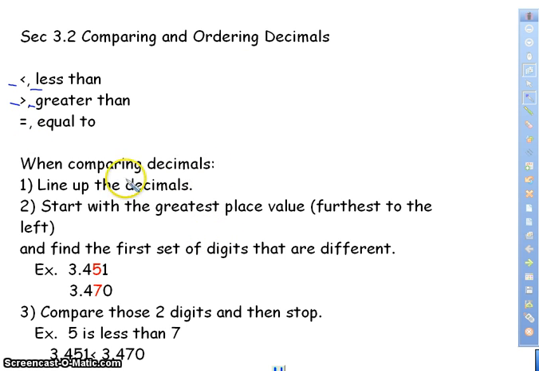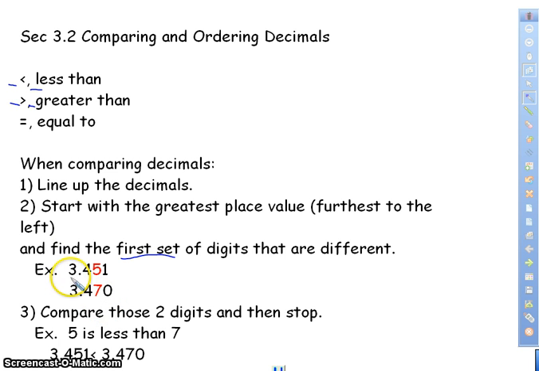So some tips when comparing decimals would be to first line up the decimals. When we say line up, the decimal points need to be one on top of the other. You're not going to start with the first number and line it up underneath the first number, because sometimes that won't work. So one decimal over the other, then fill in your numbers. Then you're going to start with the greatest place value furthest to the left and find the first set of digits that are different. So we have two numbers here, 3 and 451 thousandths and 3 and 470 thousandths.